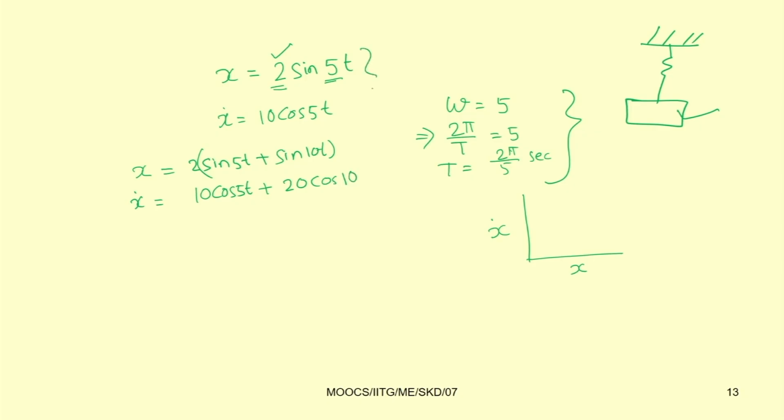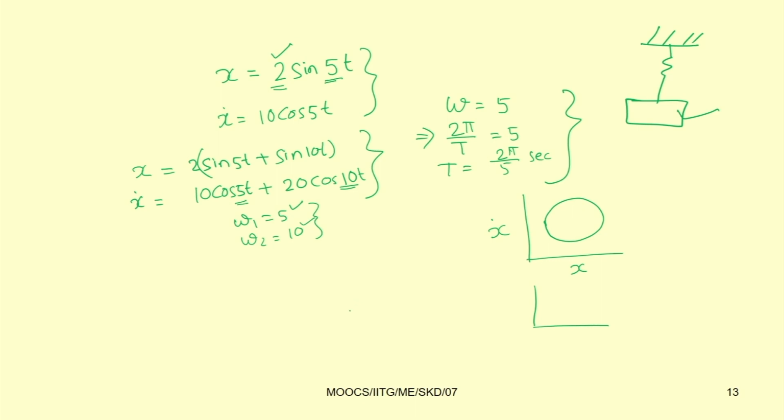In the previous case, when you are plotting this x versus x dot, you can get one closed loop circular curve. But in the second case, if you plot this, you see you have two frequencies here. In this case omega 1 equal to 5 and omega 2 equal to 10. So this is 10 cos 10t.